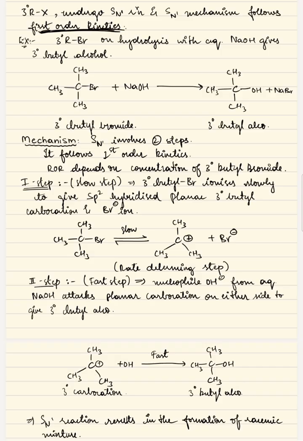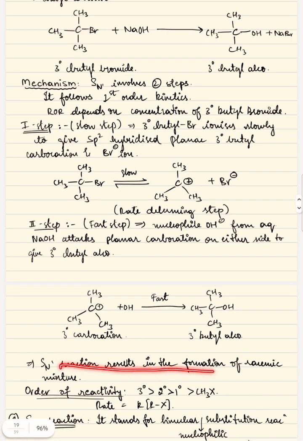So what we did is replace the bromine with the alcohol group here, and the final product is just the alcohol. That's it. The SN1 reaction results in the formation of a racemic mixture.